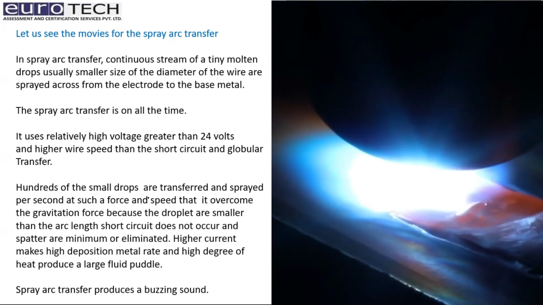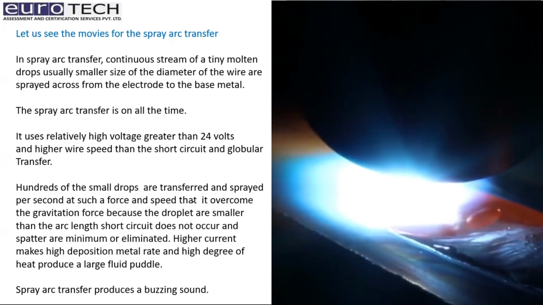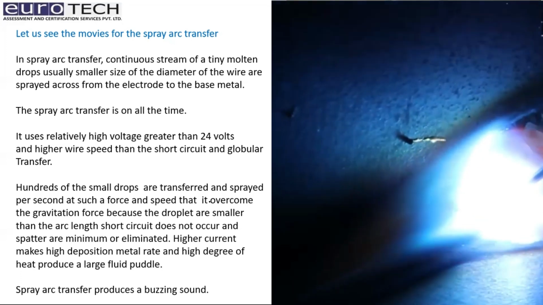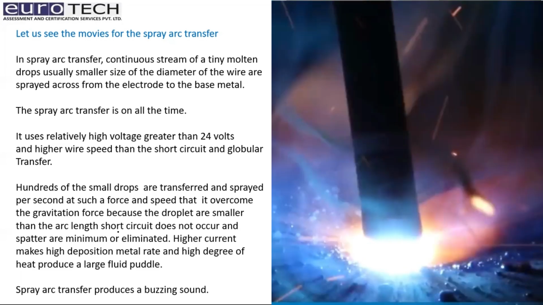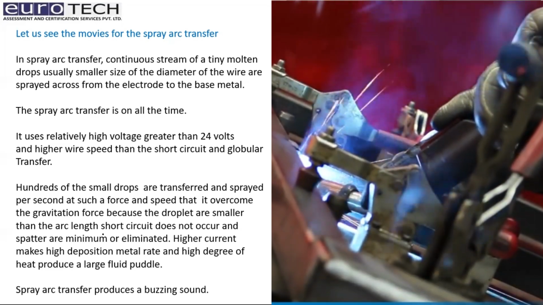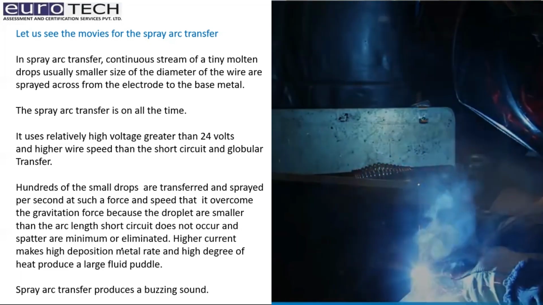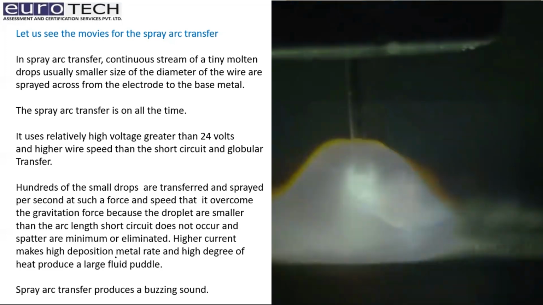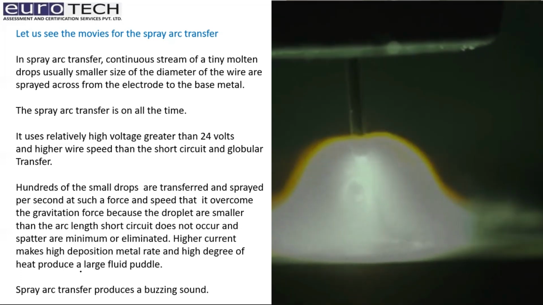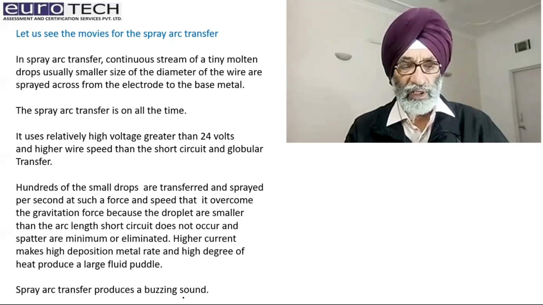So hundreds of droplets are transferred and sprayed per second with great force and great speed, so that it can overcome the gravitational force, because the droplets are very small. Thus the arc length is maintained, so short circuit doesn't take place, and the spatter is very minimal. The high current gives high deposition rates of the metal, and a high degree of heat is produced in the form of the puddle. The spray also produces a buzzing sound.